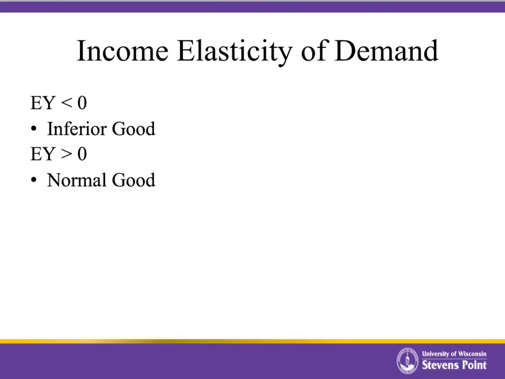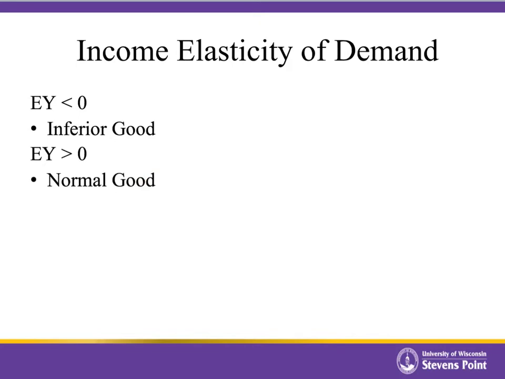If we get a positive measurement, that tells us that our good is a normal good. When income goes up, quantity demanded is rising, giving us a positive elasticity measurement. Or if income is going down, quantity demanded is decreasing. Negative divided by negative would still give us this positive measurement identifying that we have a normal good.